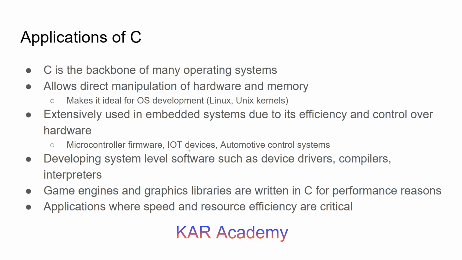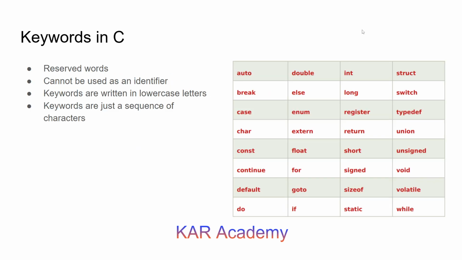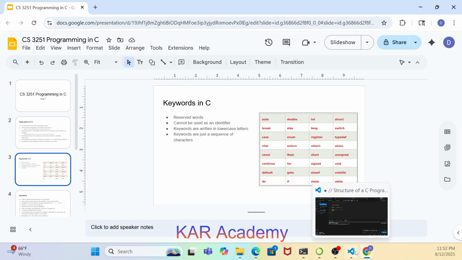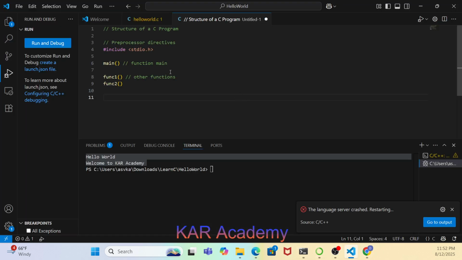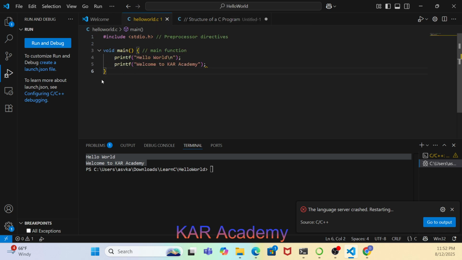Next, before we get into the keywords in C, we'll take a look at the structure of a C program. For that, I'll go back to Visual Studio Code. This is something we wrote in our previous video. If you don't know how to write a C program in VS Code, just go and watch the previous video in the series.